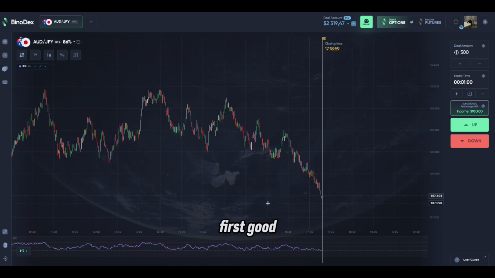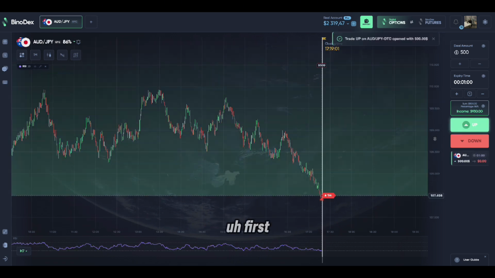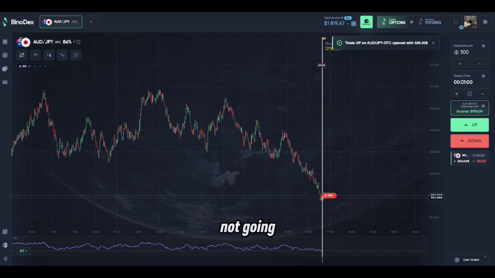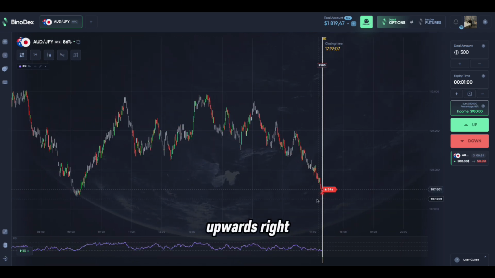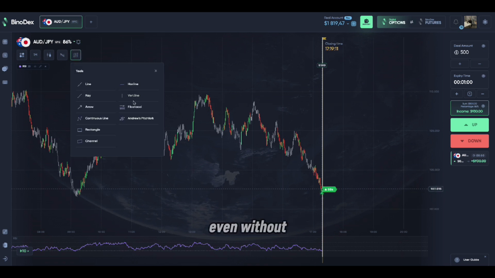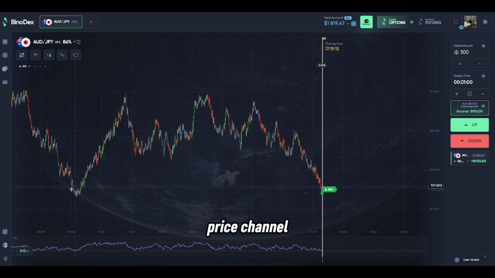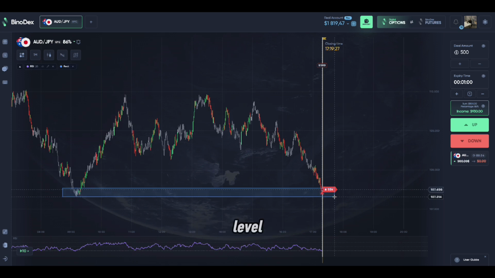Alright, I found the first good opportunity to open our first trade. And I'm not going to hesitate here. I'm opening a $500 trade upwards right away. And of course, what we see right here, even without looking at the RSI indicator, is that a distinct price channel has formed, and we can see how the price is reacting to these levels right now. So even without the RSI indicator, it is quite clear to see that the price will likely experience a strong reaction upwards from this level.